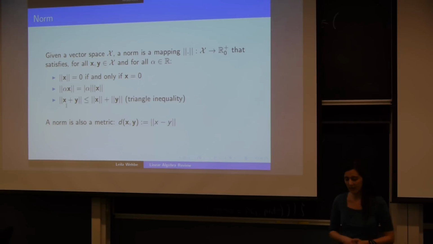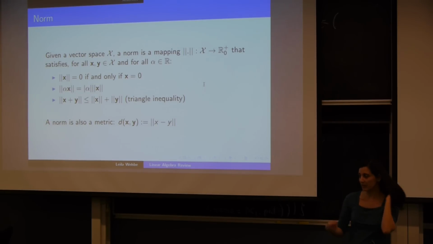Also, a norm can instantiate a metric if we write the norm of x minus y. It follows all the rules of a metric and is actually a special case of a metric.